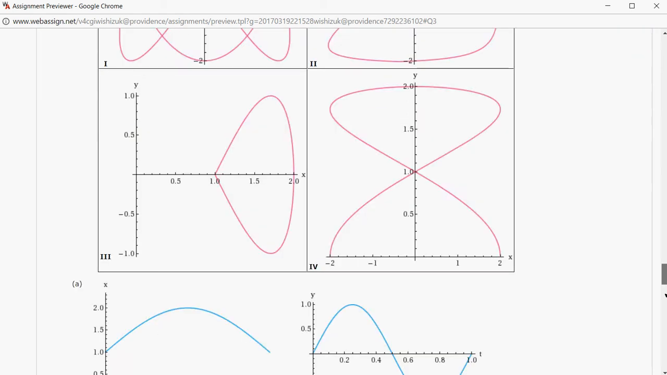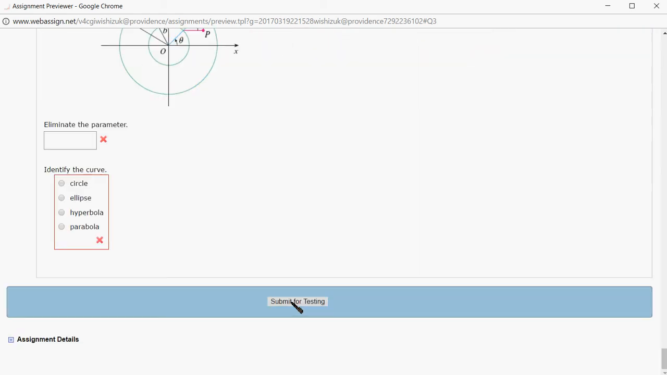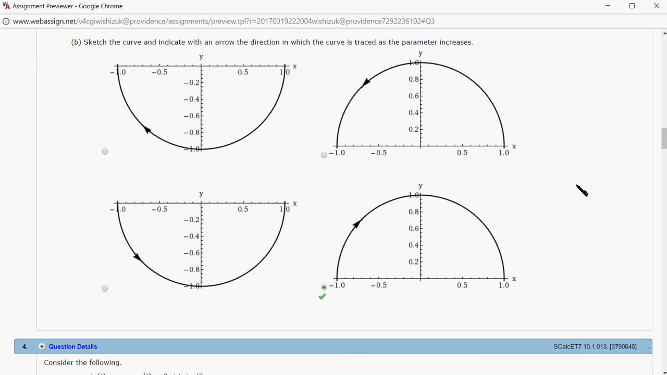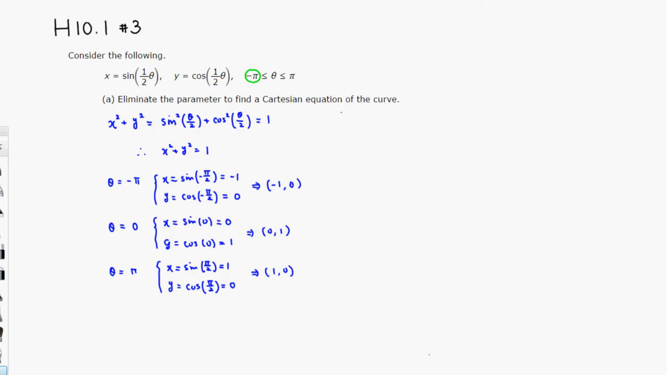So let's check the answer. Submit for testing. It came back and looks like we got the correct picture as well. That's it. I hope that this was clear.